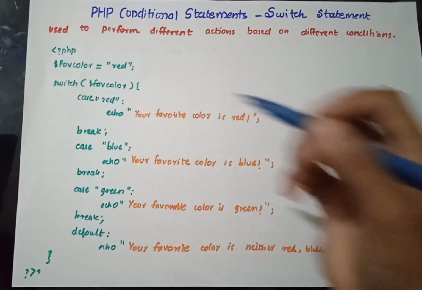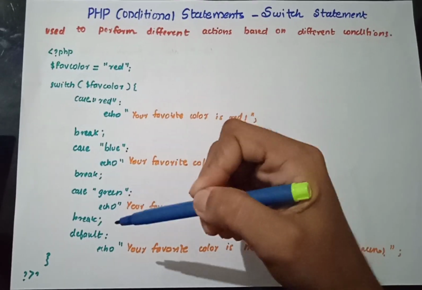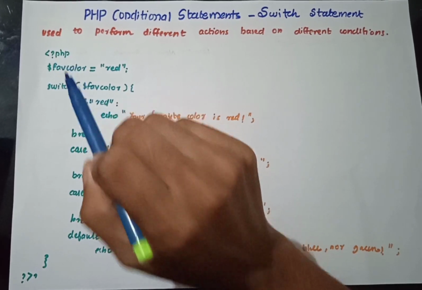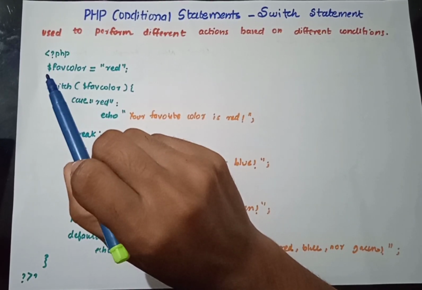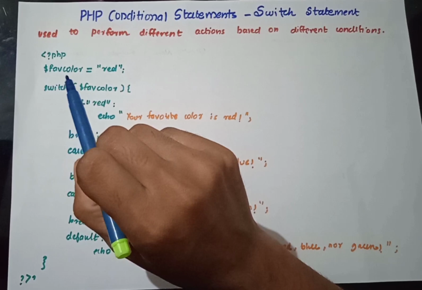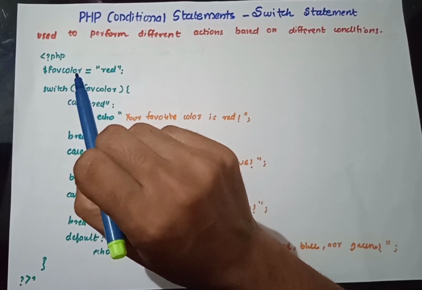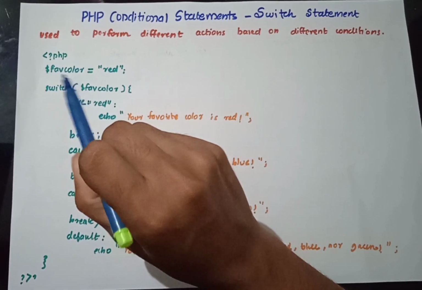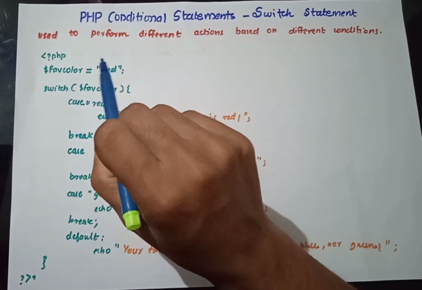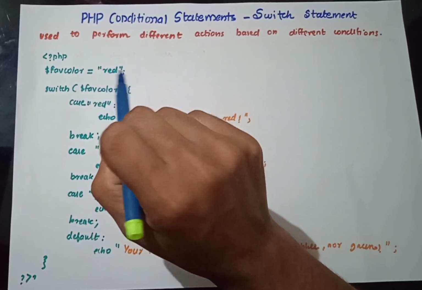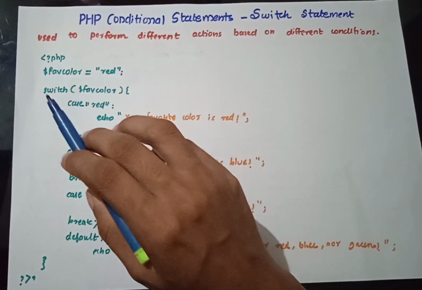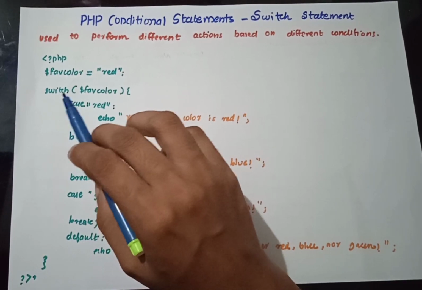So here is the code that directly implements a switch. As you can see, we started with our PHP root tag. Then inside you can see the variable name $favecolor is equal to red. So I declared a variable here as favecolor and assigned the value red. So I stopped that line there. Then as you can see, this is the switch.